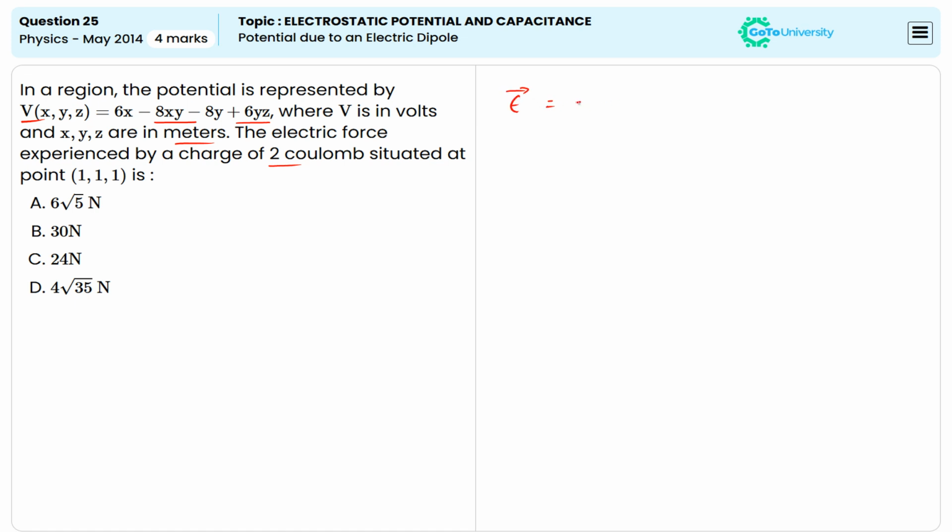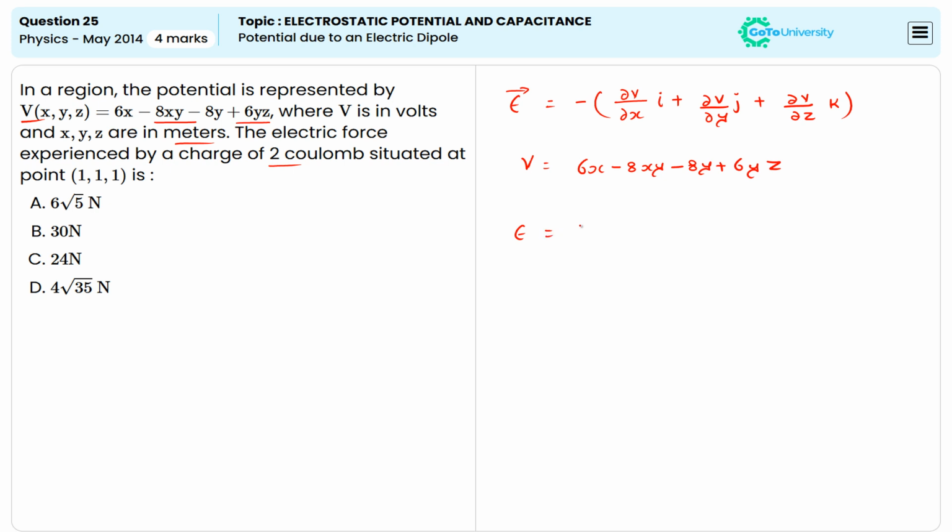Okay, here the electric field is equal to minus, we know that, minus of dou V by dou x with the i term, plus dou V by dou y with the j term, plus dou V by dou z with the k term. Then here V is equal to, they are given, 6x minus 8xy minus 8y plus 6yz.